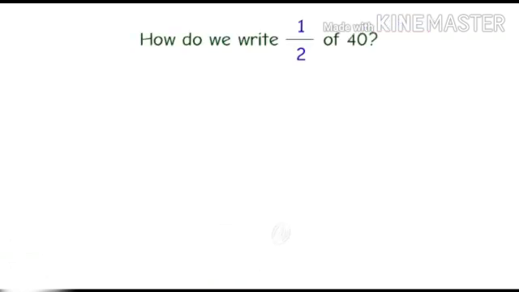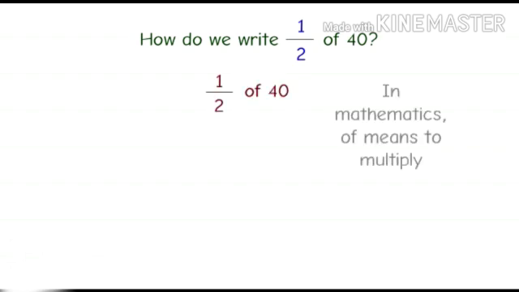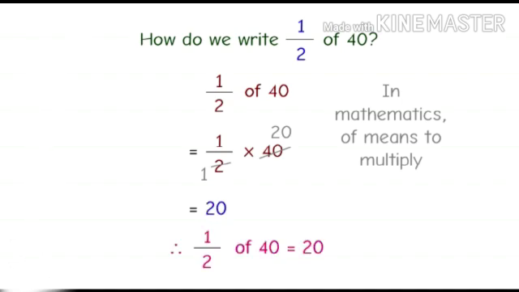How do we write half of 40? In mathematics, "of" means to multiply. 1 by 2 of 40, 1 by 2 into 40. So, 2 gets cancelled: 1 time, and 20 times in 40. So, 1 20s are 20. Our answer is 20. Therefore, 1 by 2 of 40 is equal to 20.